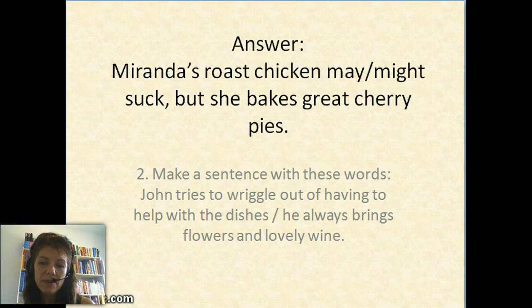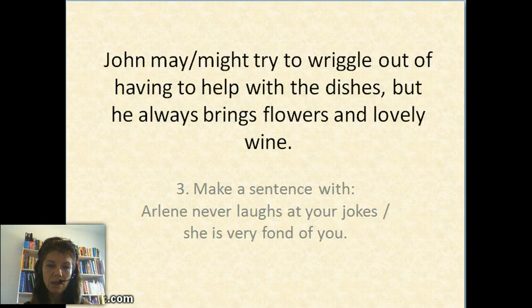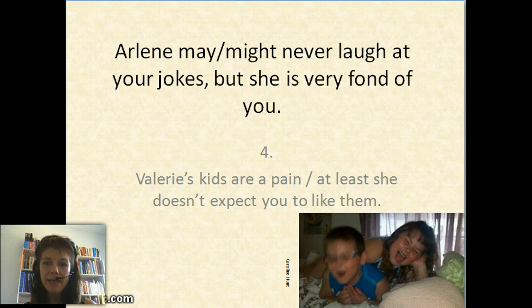Now make a sentence with these words. John tries to wriggle out of having to help with the dishes. He always brings flowers and lovely wine. John may or might try to wriggle out of having to help with the dishes, but he always brings flowers and lovely wine. Make a sentence with Arlene never laughs at your jokes. She's very fond of you. Arlene may or might never laugh at your jokes, but she's very fond of you.